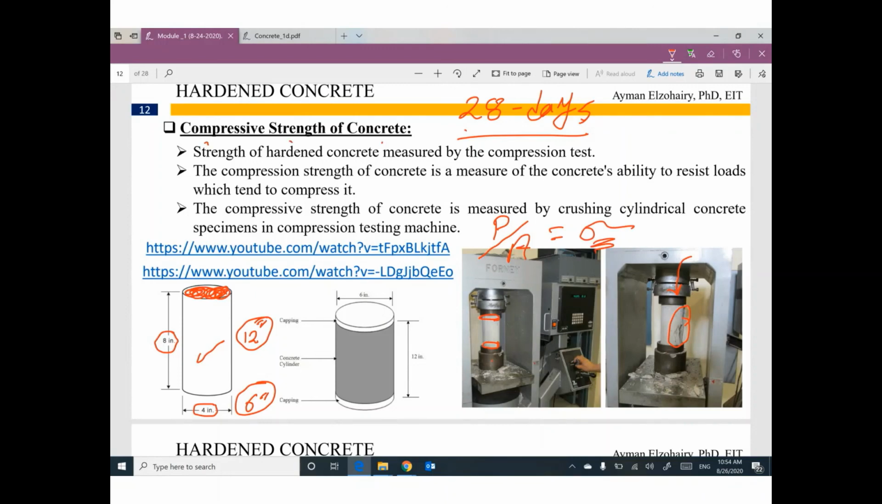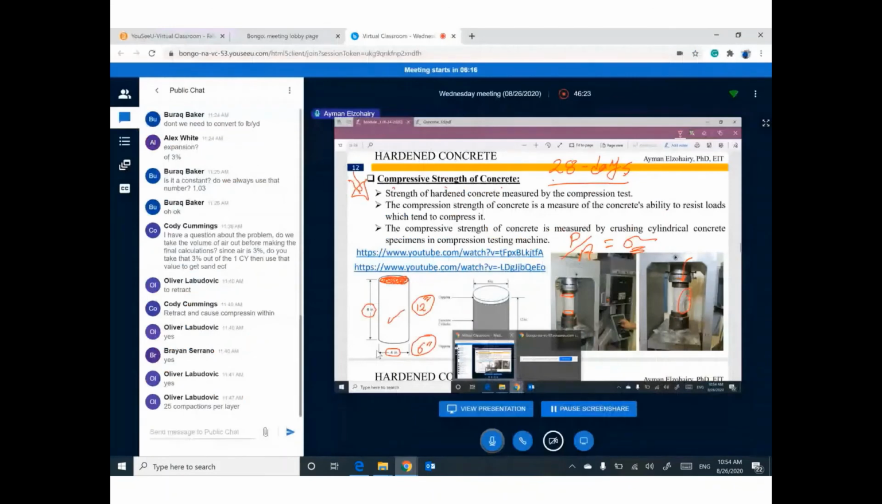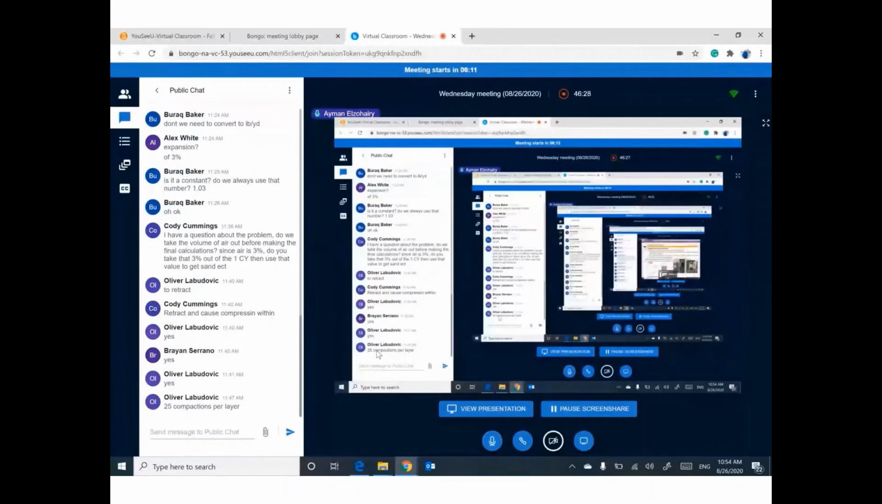I will talk about this one more time next time. Let me stop here for today, and I will continue next time. But before leaving, yes, 25 compactions per layer. That's right, Oliver. Anybody has any question?